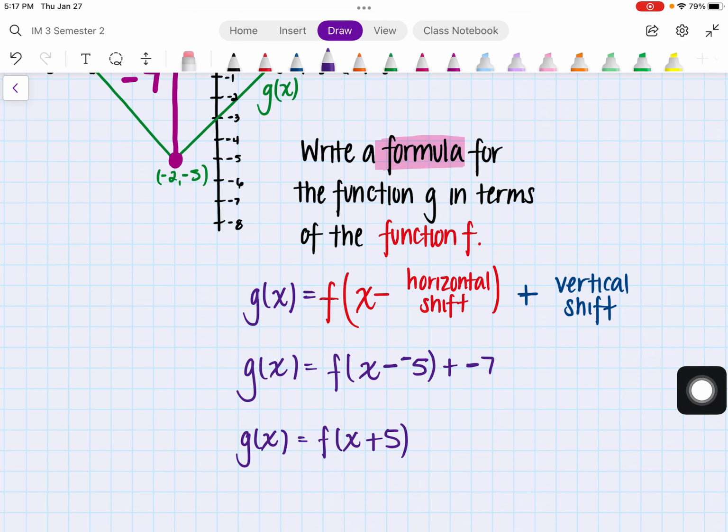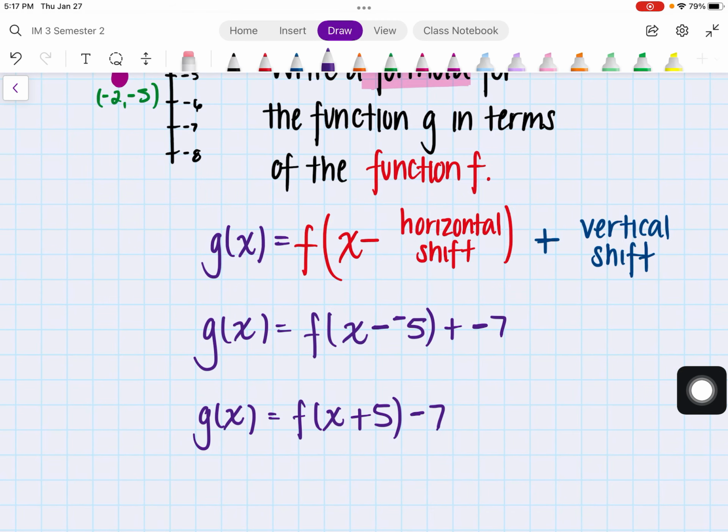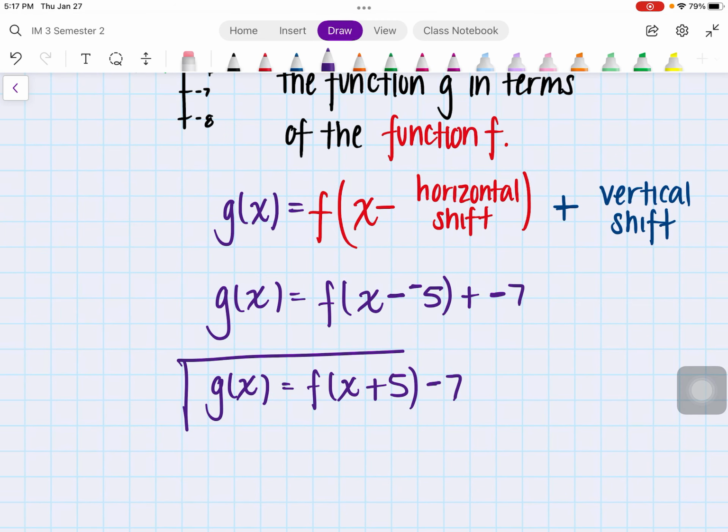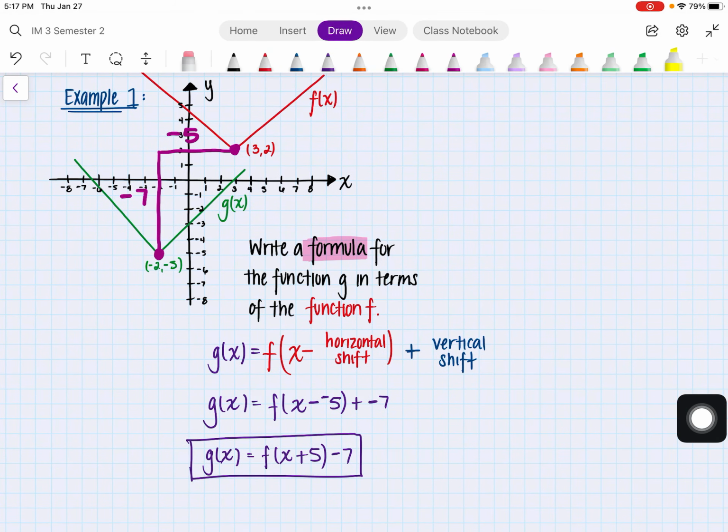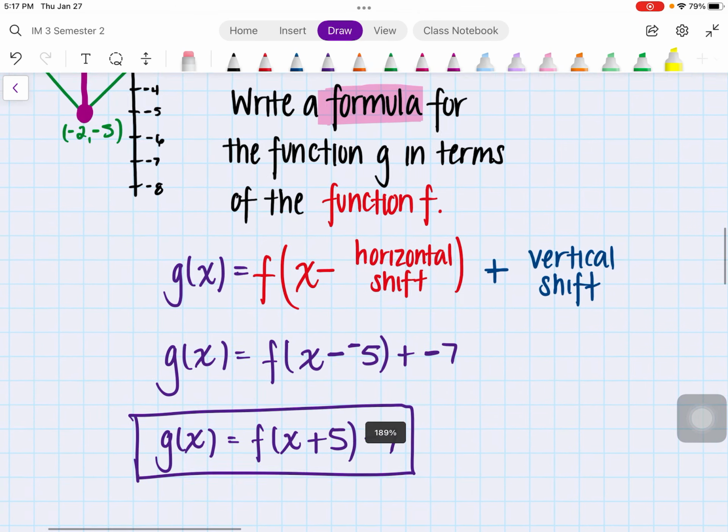And then positive times a negative is negative. So this here is the formula for g of x. So we do a transformation from f to g, 5 units to the left, 7 down. Now, notice in this case, guys, we did count that we were moving 5 spaces to the left.